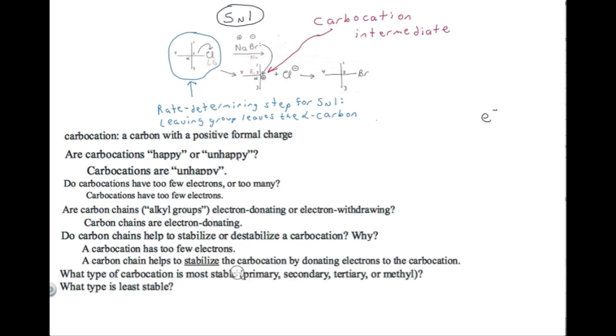Next question, you should be able to figure out the answer to this question. Pause and decide what type of carbocation is most stable, what type is least stable. The different types of carbocation would be primary, secondary, tertiary, or methyl. I hope you answered. Here's the answer. Well, we know that carbon chains stabilize a carbocation. That means that the more carbon chains you have, the more stable the carbocation is going to be. So which of these types of carbocations would be attached to the most carbon chains? Tertiary. So a tertiary carbocation is the most stable.